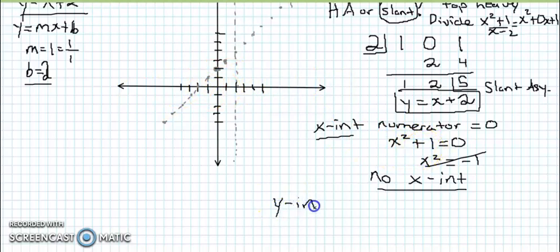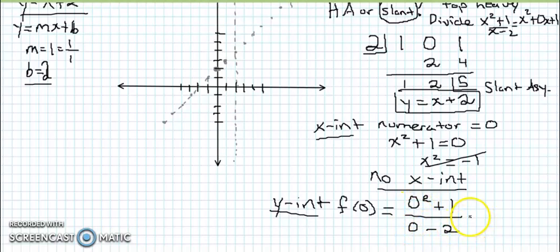To find the y-intercept, you should plug 0 into the function. So the function was x squared plus 1 over x minus 2. And I went ahead and made the x's zeros. So this is 1 over negative 2. So the y-intercept is at negative 1/2. I'll draw the graph in blue. So the y-intercept is at negative 1/2 right here, or about there.